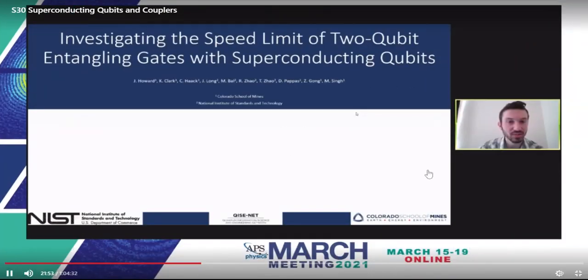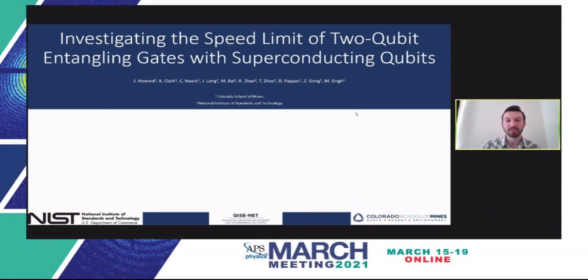Thank you. So I'd like to talk about the speed limit of two-qubit entangling gates, specifically on a superconducting qubit platform. We've heard from other speakers about two-qubit gates with some with couplers, and we're interested in this project on how fast can we make them. This is a collaboration between Colorado School of Mines and NIST Boulder.